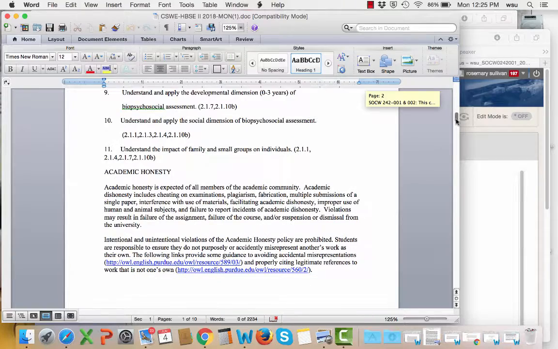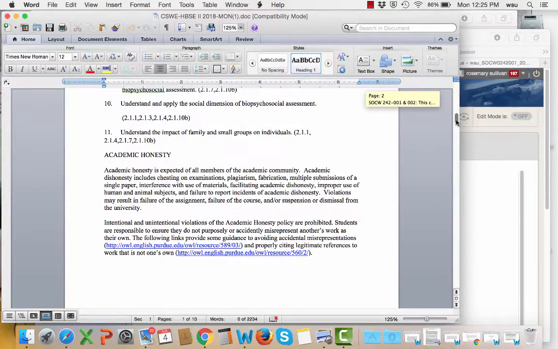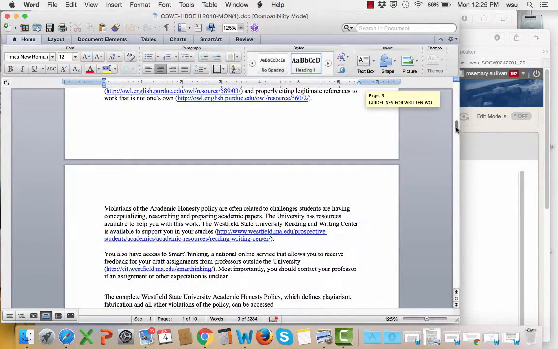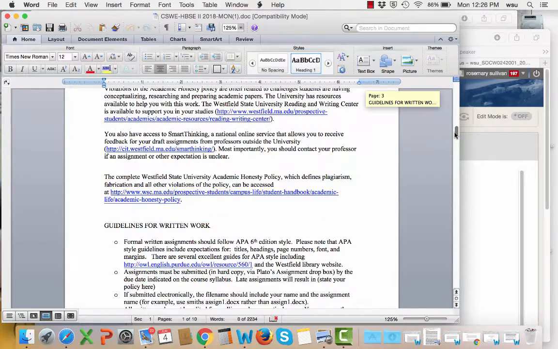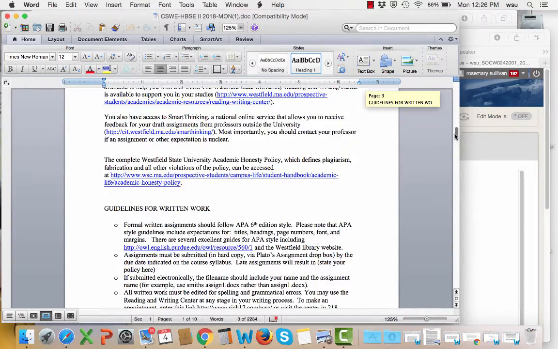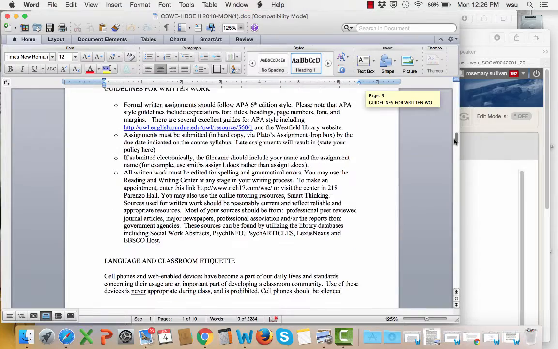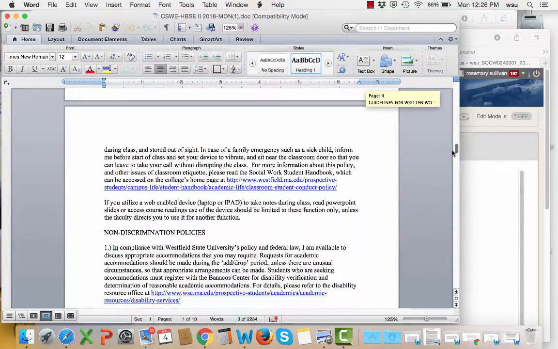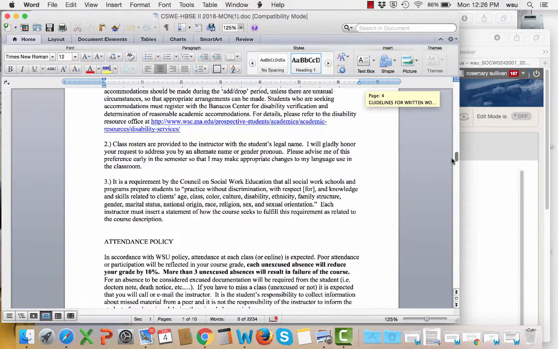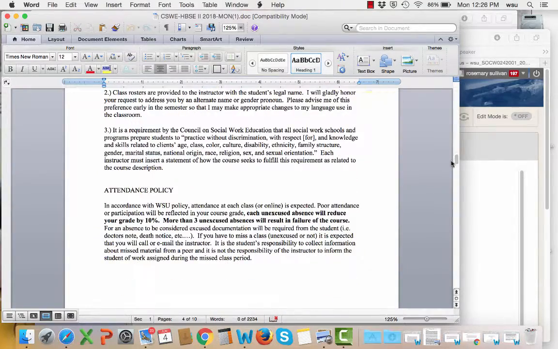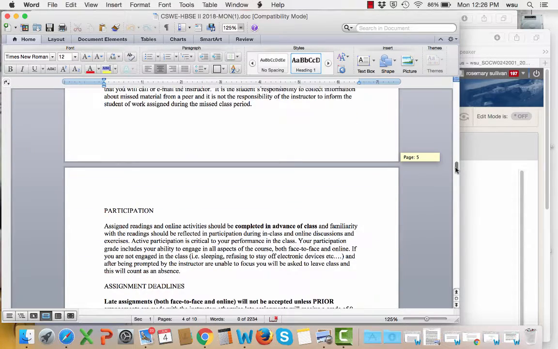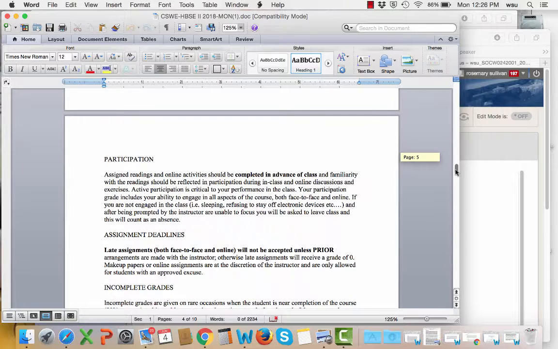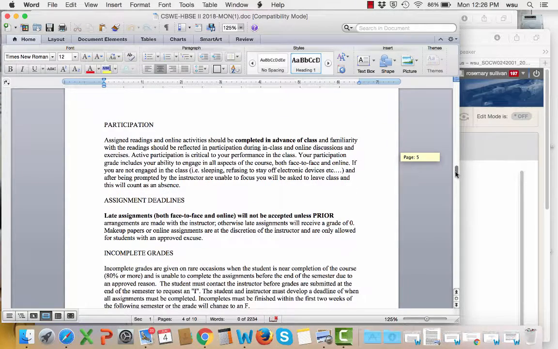There is a piece about academic honesty that's very important, and I point that out to all of the students in class and online. There are the guidelines for written work, language and classroom etiquette, the non-discrimination policies, the attendance policies, and you'll note that some of the really important parts of this policy are in bold, and also issues around participation and assignment deadlines and incomplete grades.